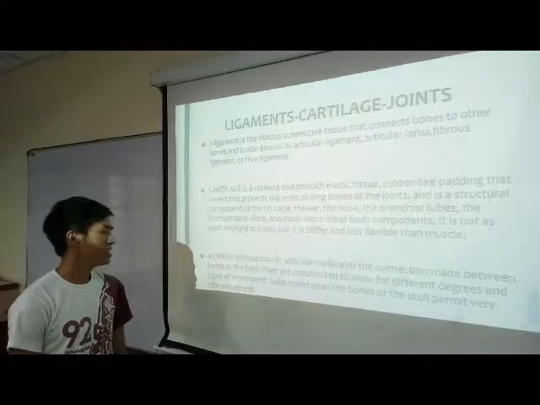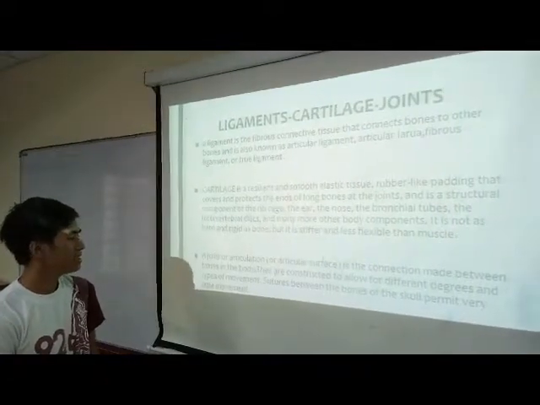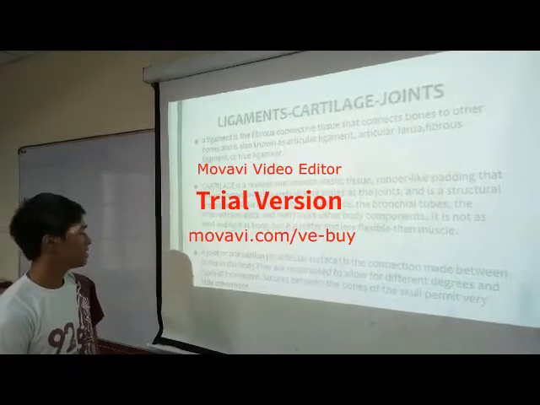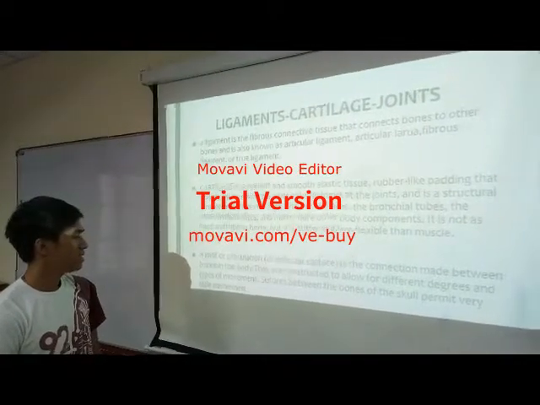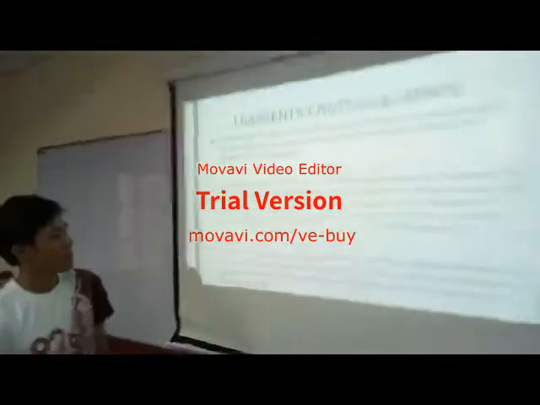A joint or articulation is the connection made between bones in the body. They are constructed to allow for different degrees and types of movement. Sutures between the bones of the skull permit very little movement.